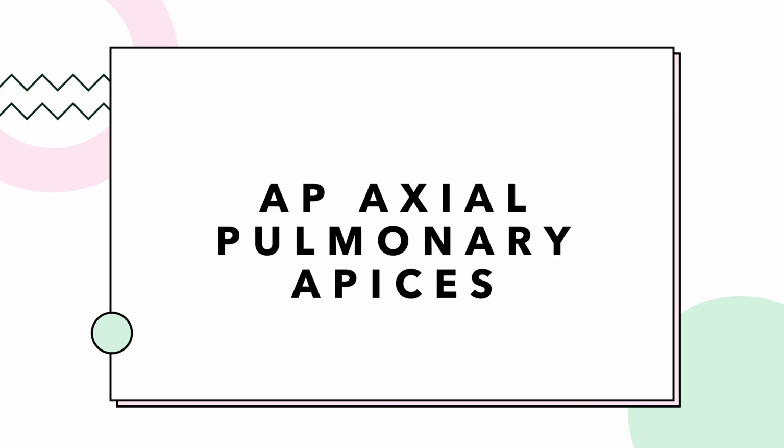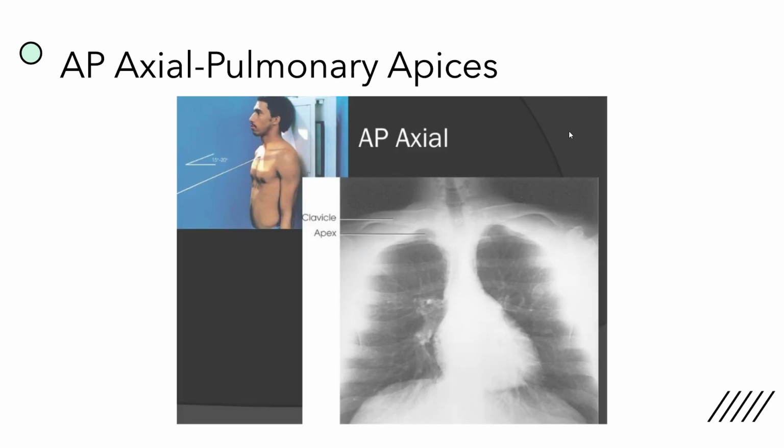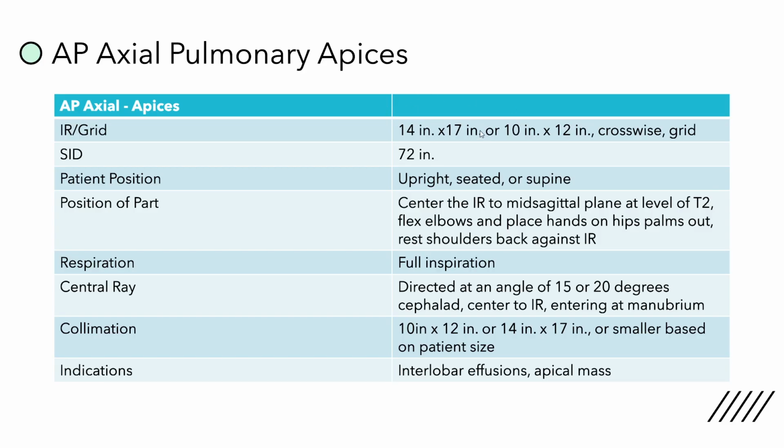Next is AP, axial pulmonary apices. So you might be wondering, why are we doing yet another apical view? This is not lordotic. That's a difference. We could do 14 by 17, 10 by 12, because this is going to be a bit of a smaller image. But again, 72. For sake of making things easier, I would remember 14 by 17.